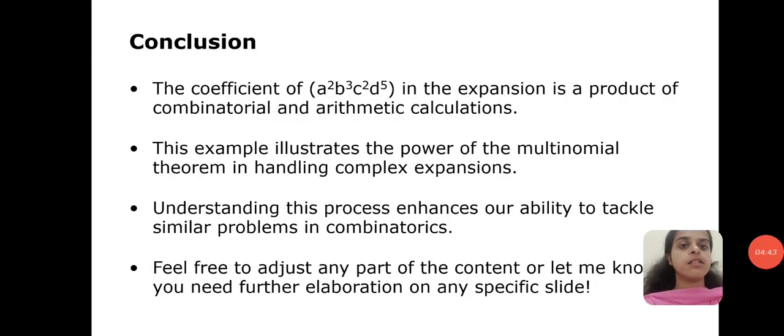And lastly, conclusion. The coefficient of a squared b cubed c squared d to the power 5 in the expansion is a product of combinatorial and arithmetic calculations. This example illustrates the power of the multinomial theorem in handling complex expansions. Understanding this process enhances our ability to tackle similar problems confidently.